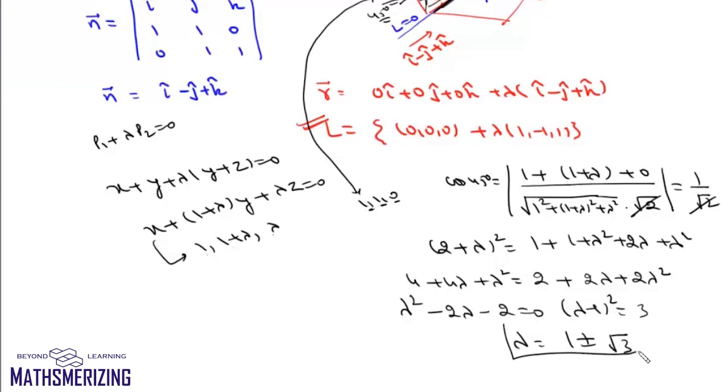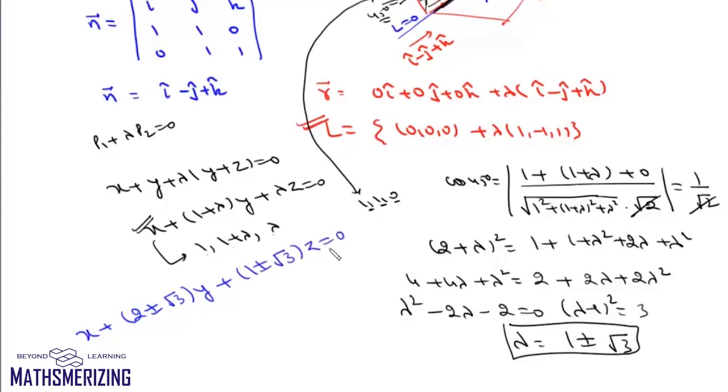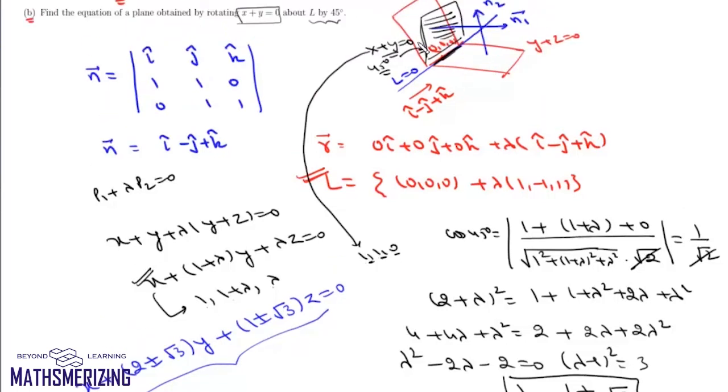Now once we have the value of lambda, we can write the equation of the plane in the new configuration. So now the equation will be x plus, now what's 1 plus lambda? It will be 2 plus minus under root 3, y plus (1 plus minus root 3) z equals 0. There will be two such equations depending on whether we have rotated the plane clockwise or anti-clockwise.